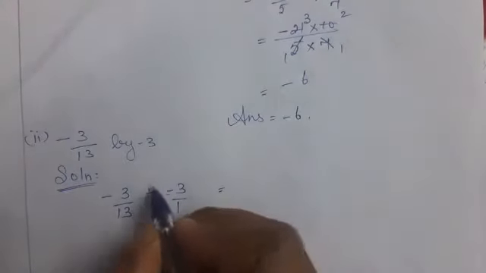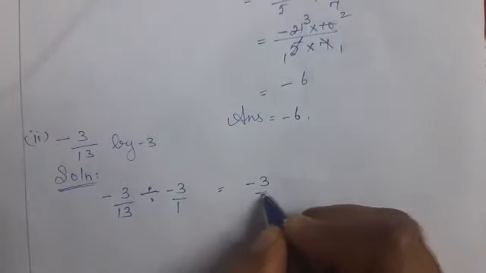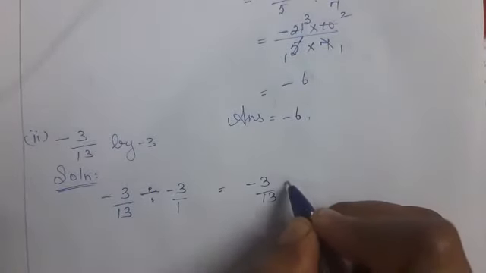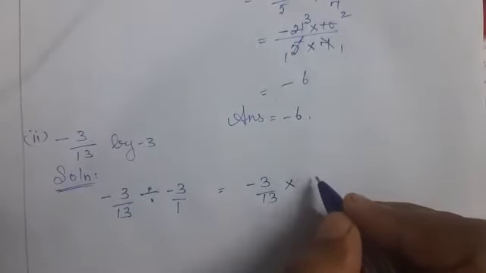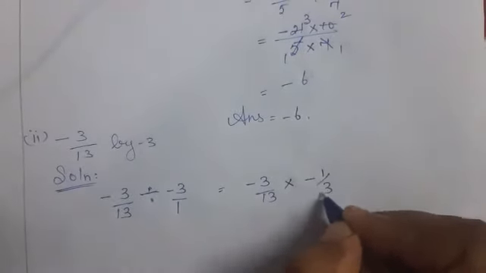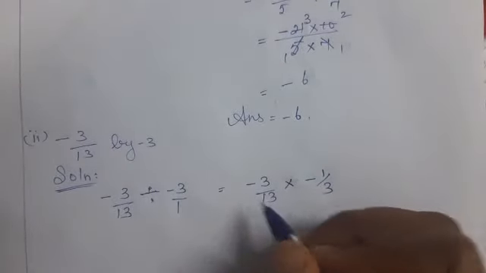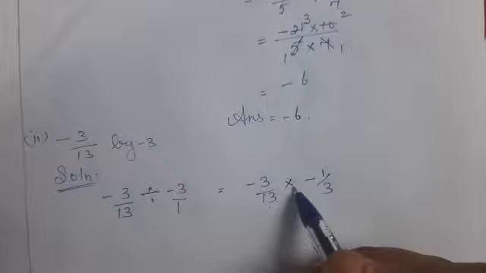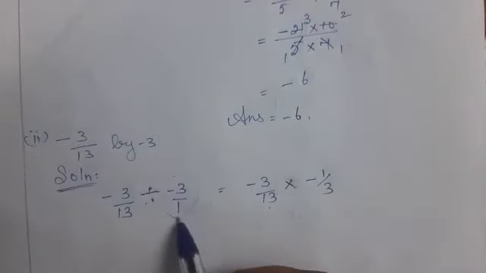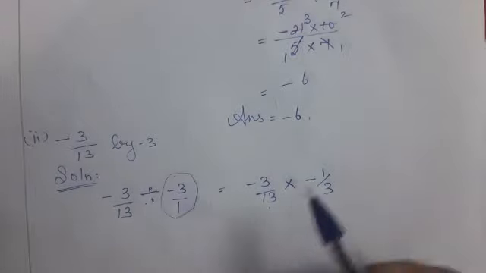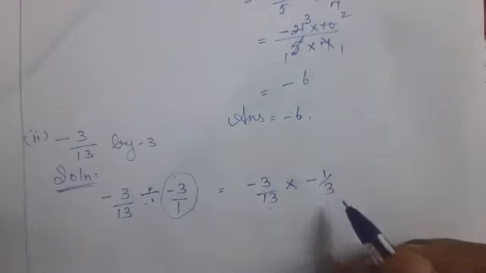Now change the division sign into multiplication. Minus 3 by 13, change the division sign into multiplication. Change this rational number into its reciprocal, that is minus 1 by 3.